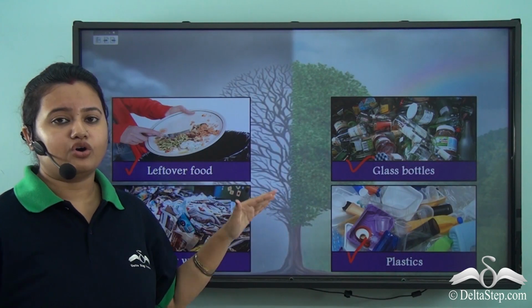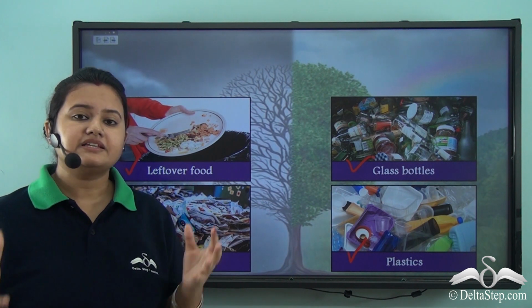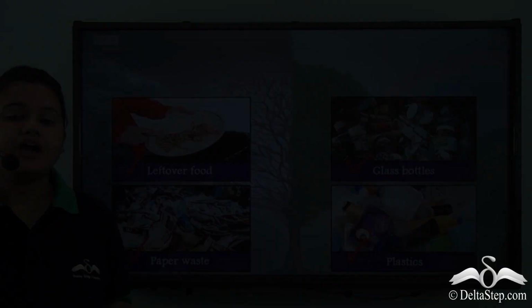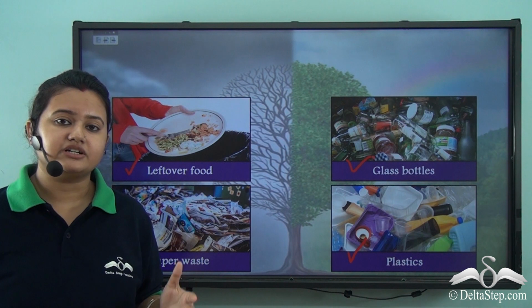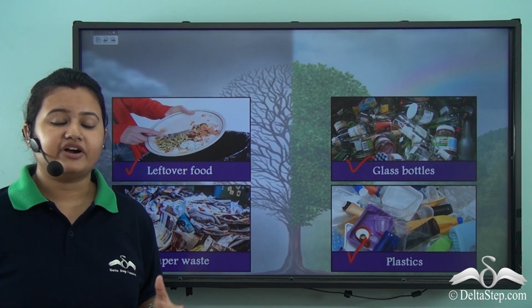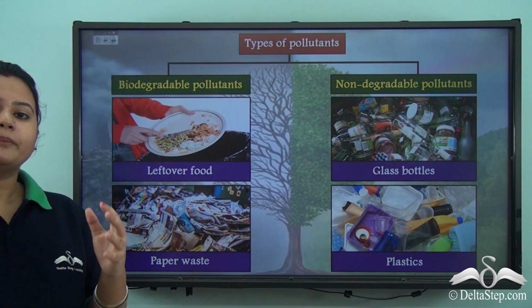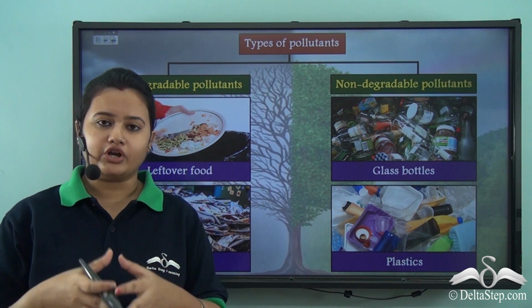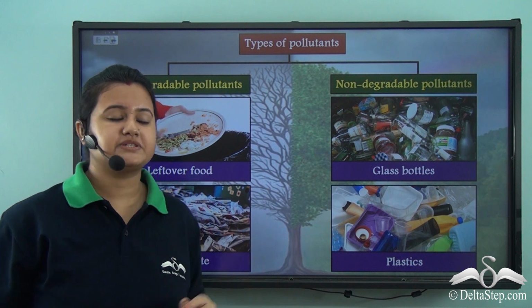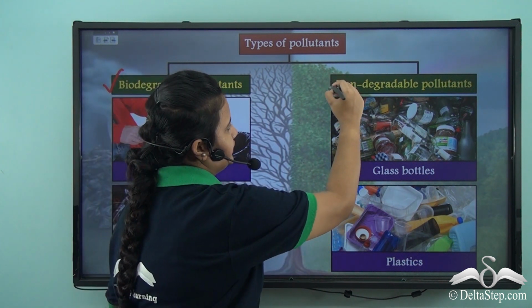Now, the nature of these wastes or these pollutants is not the same. This is because there are some wastes that can be decomposed easily, while there are other wastes that are difficult to decompose. So on the basis of the nature of decomposition, the pollutants can be classified into two types, and they are biodegradable pollutants and non-degradable pollutants.